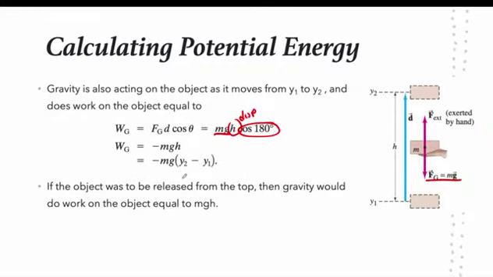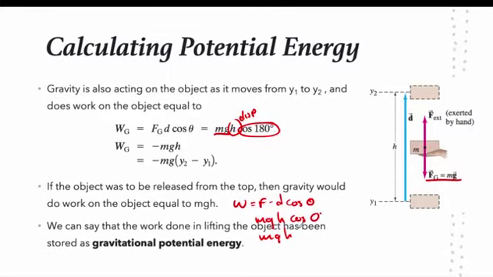Now, if this object was released from the top, then gravity would do positive work, because gravity points down and the object, if we release it, would also fall down. They would both be in the same direction, so the work gravity does on the object is work equal to Fd cosine theta, which is mgh cosine 0, so mgh. When the object is released from the top, gravity does positive work equal to mgh.